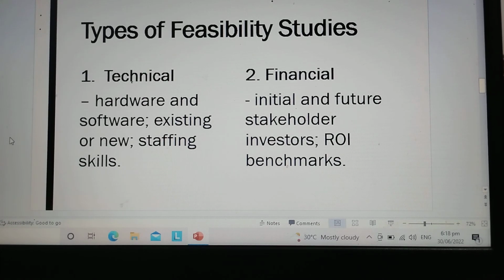Number 2, we have financial: initial and future stakeholder investors, ROI, benchmarks. ROI means return of investments. Resources to procure capital: banks, investors, venture capitalists, return on investment.